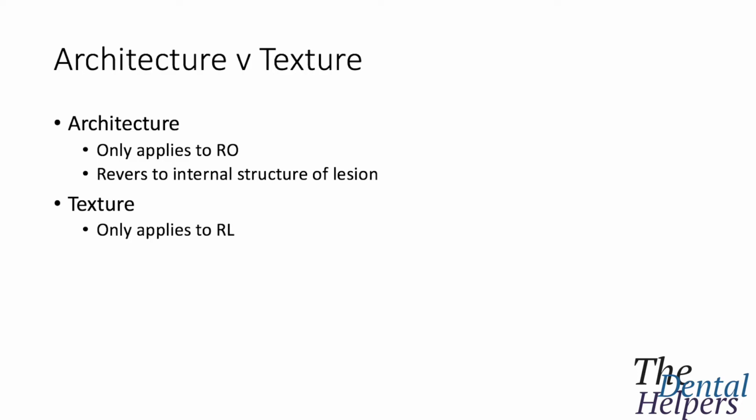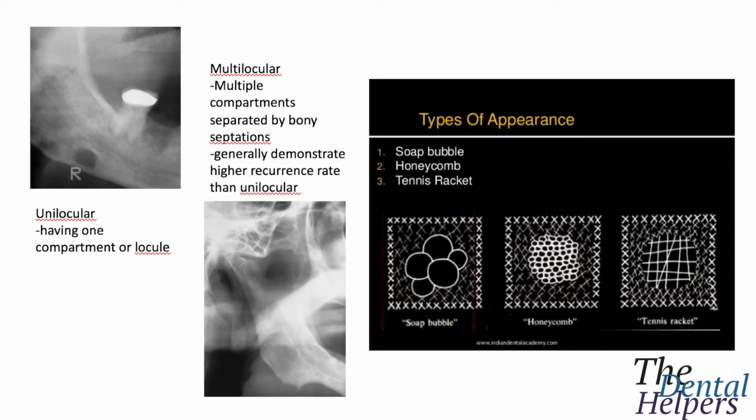Now, if we're looking at architecture versus texture, architecture is something that's only applicable to radio-opaque lesions, and that should say refers to internal structures of a lesion. Texture, on the other hand, refers to radiolucence. So let's look at some examples of architecture.